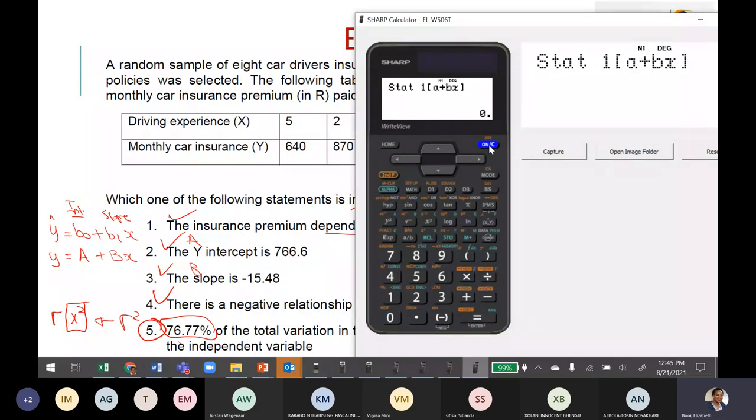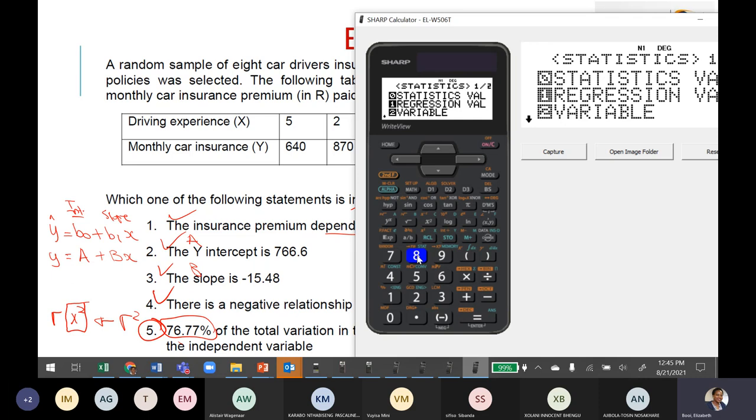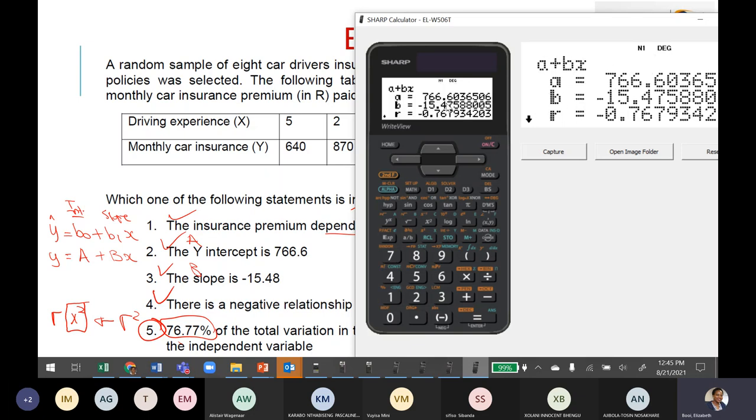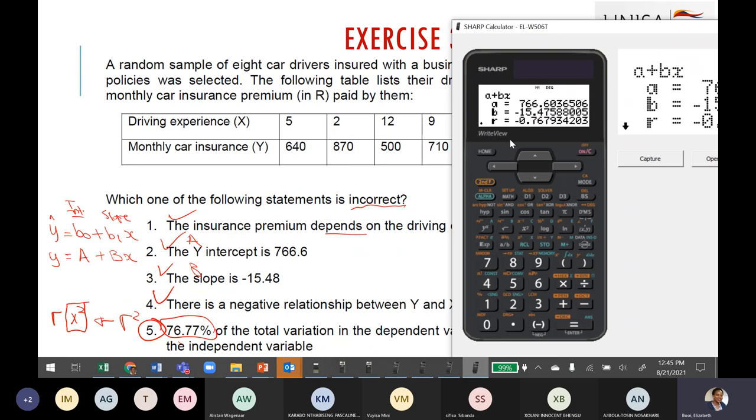I know that I'm doing regression. I'll press the alpha and then I go to stat. The stat mode is there. Then press 8. And there I have my different menus. I need the regression and I press 1 for regression and there are all my values. So with this calculator, I'm able to see all the answers all at once.